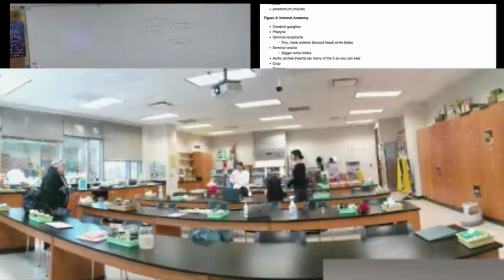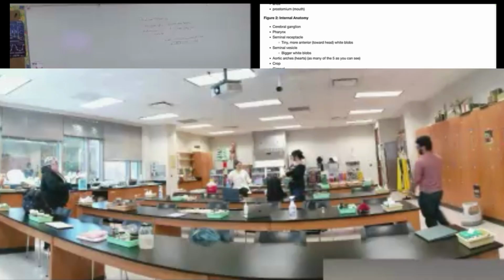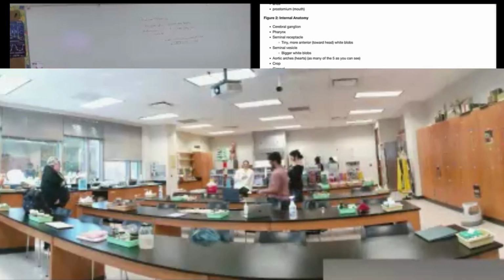True. And I will say though, that sometimes the invertebrates we do are so much bigger, sometimes they smell significantly, and the crayfish sometimes smells very bad. So that can be bothersome to some people.